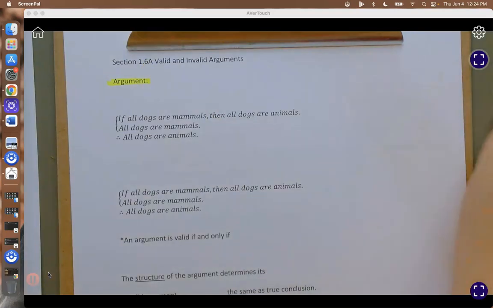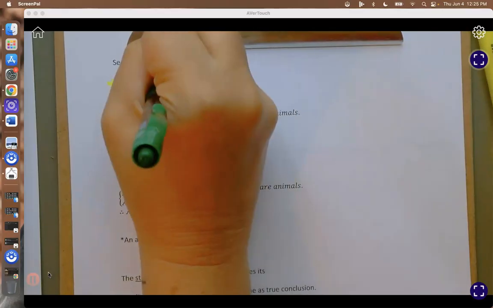Apparently I don't know how to work a highlighter today. I'm sorry about that.